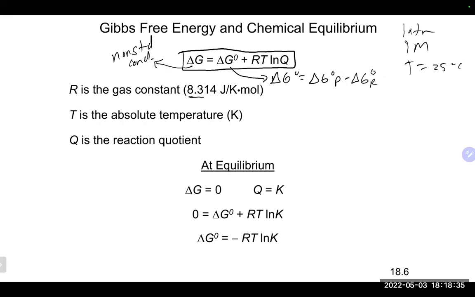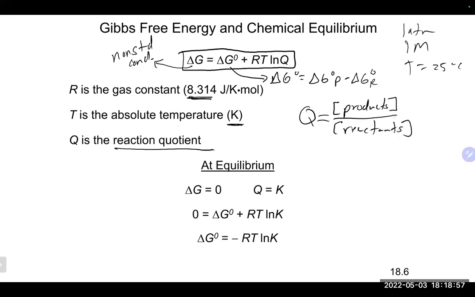R is our good friend, the gas constant, which here is the one that involves energy, so the 8.314 version of it. T is our temperature in Kelvin, and Q is still our reaction quotient. So hopefully you still remember how to calculate Q. It is the products divided by the reactants, right? It's calculated the exact same way that we calculate K. So that's how you would calculate it.